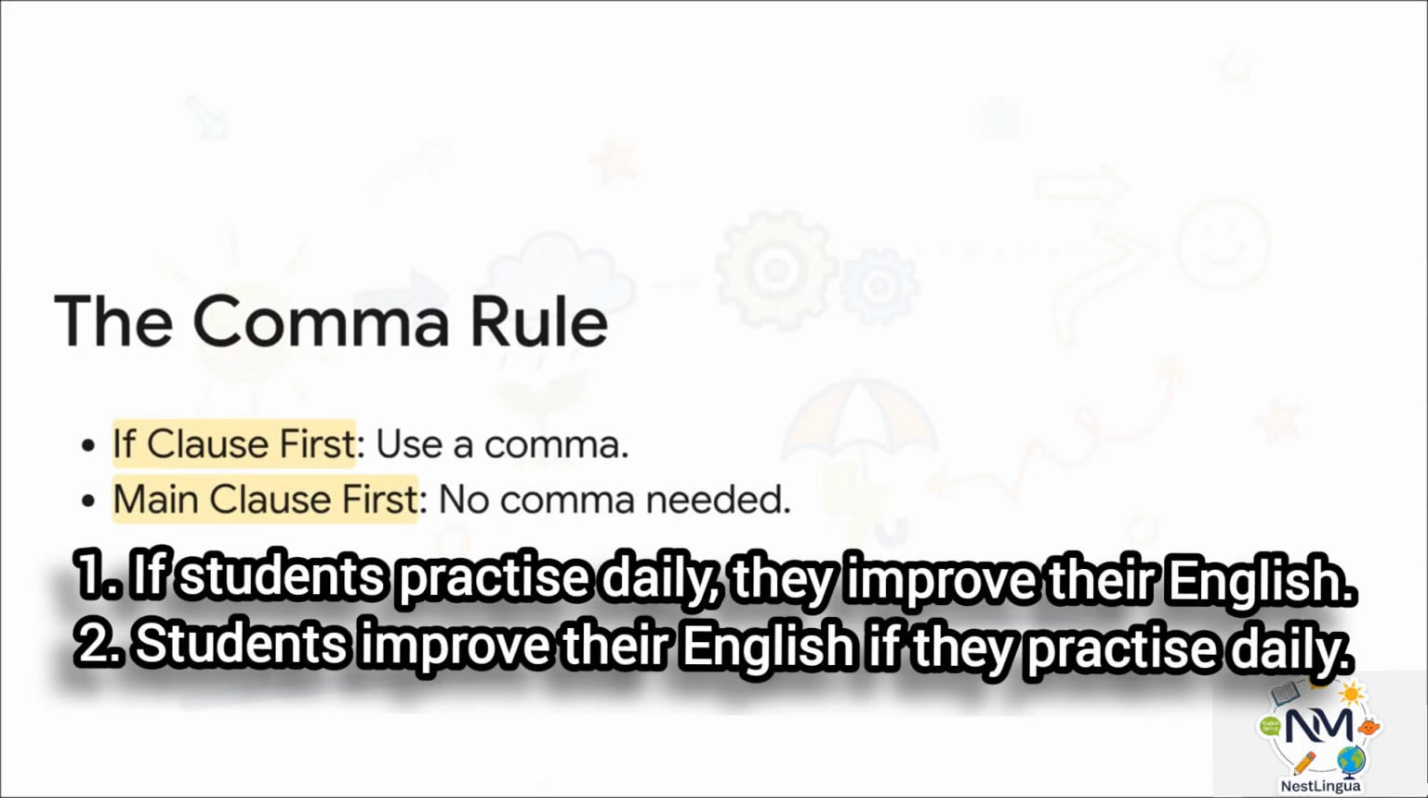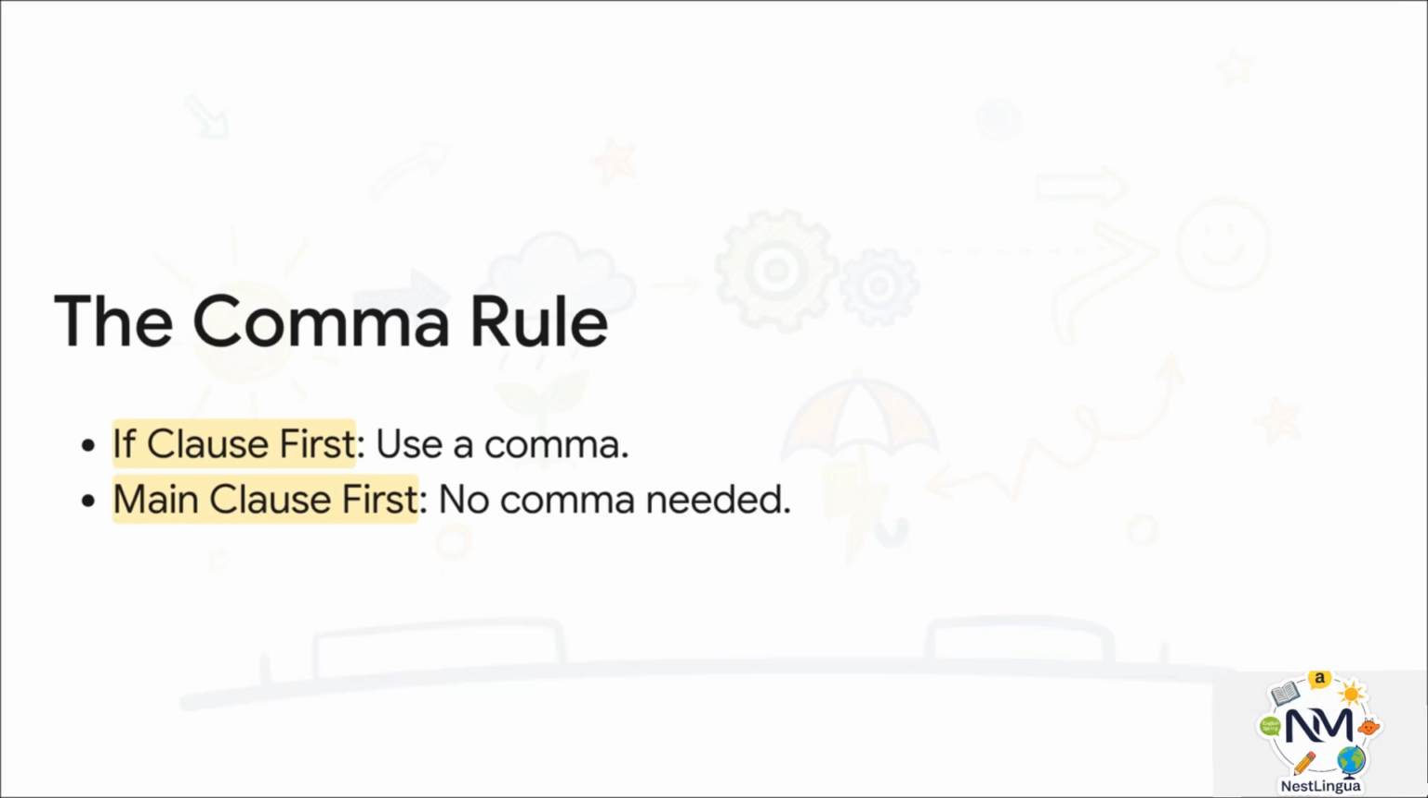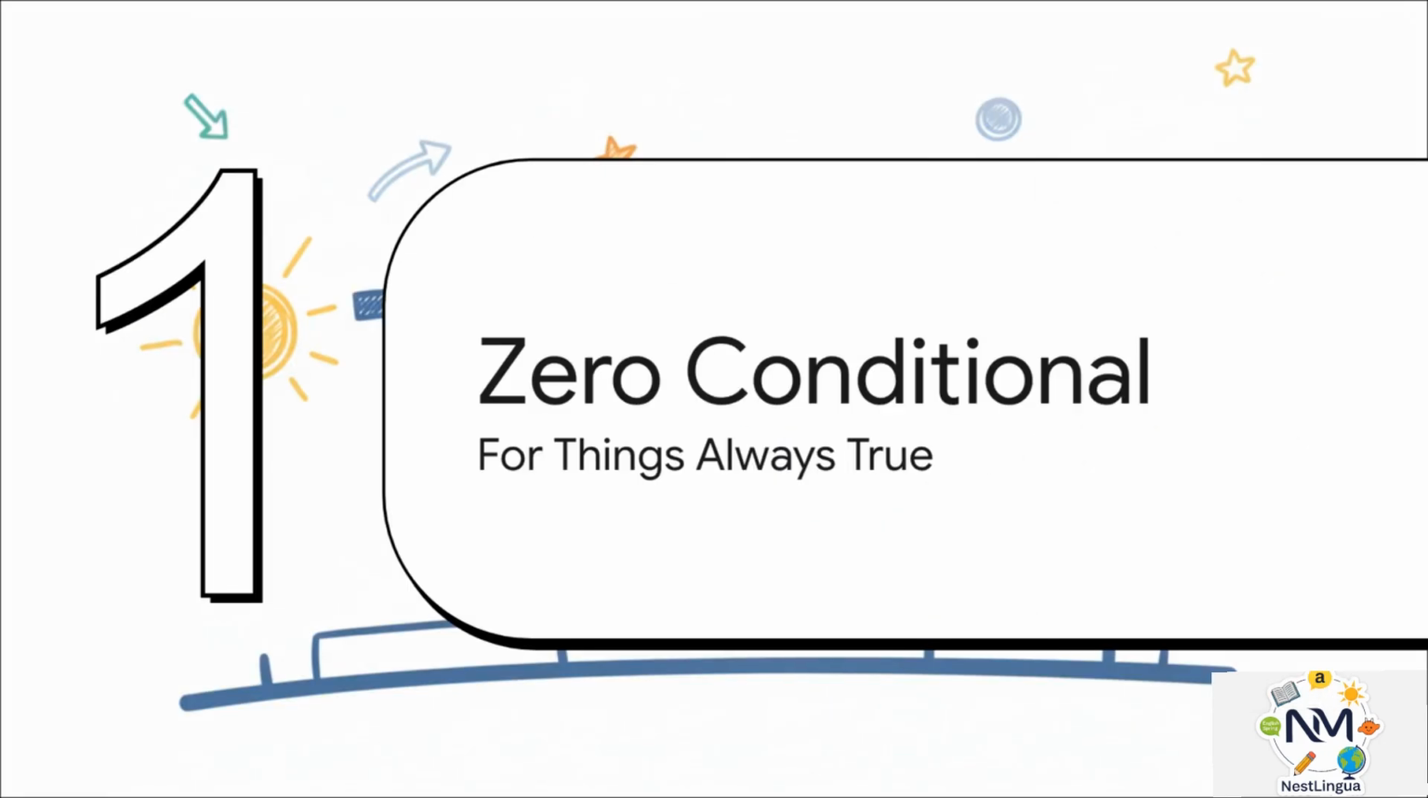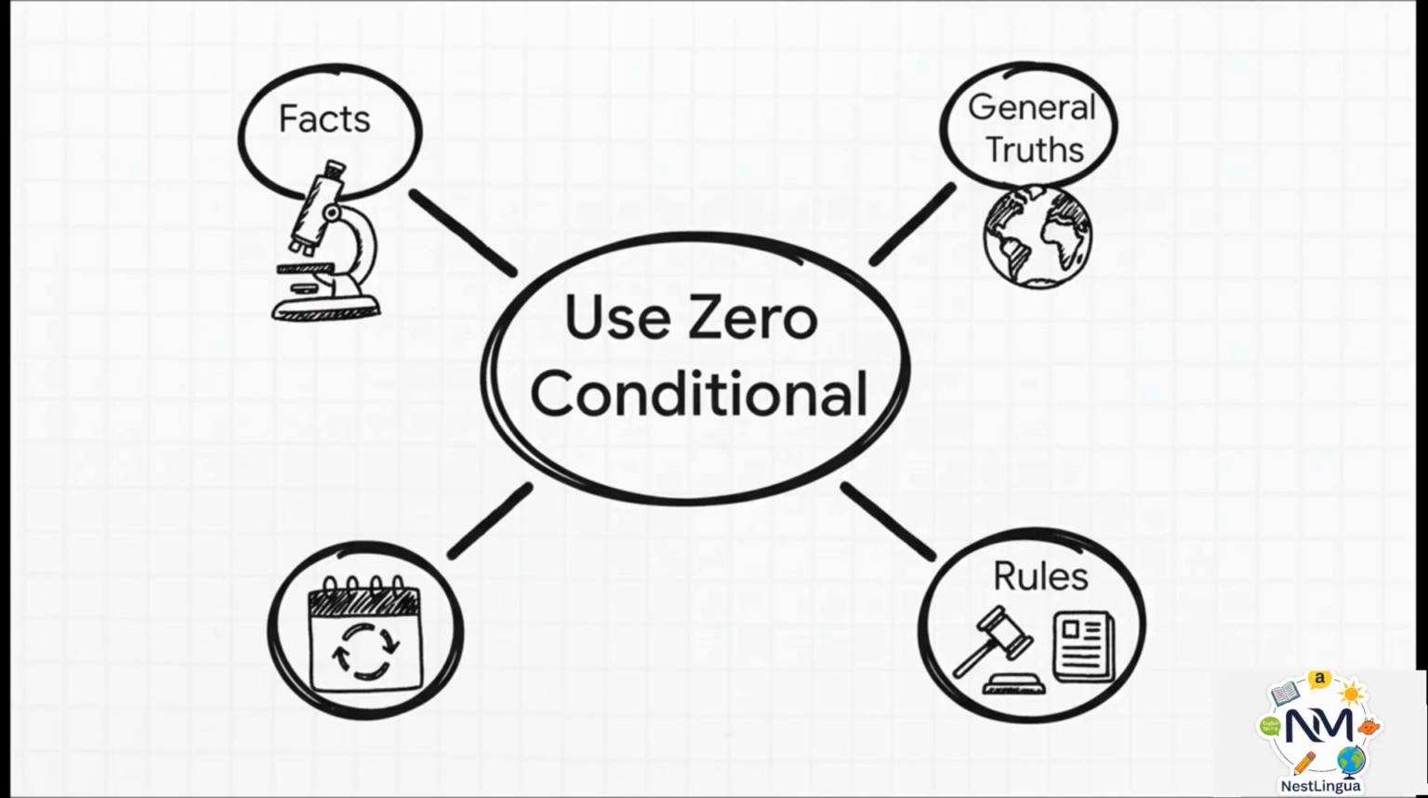Now for a super simple tip about punctuation. If that if clause kicks off the sentence, you just pop a comma right after it. But if you flip the sentence around and put the main clause first, you don't need the comma anymore. Easy, right? All right, so now that we've got the basic structure down, let's get into the different types. We're going to start with the easiest one, the most straightforward, the zero conditional. So when do you actually use this?